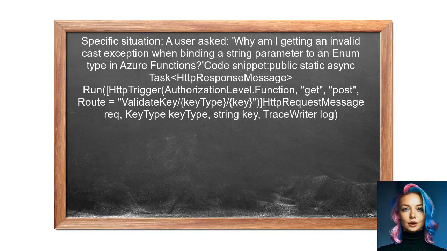Here's the specific situation we're addressing. A user asked, why am I getting an invalid cast exception when binding a string parameter to an enum type in Azure Functions? They provided a code snippet that shows the issue clearly. Sound familiar? Let's dive into the details.